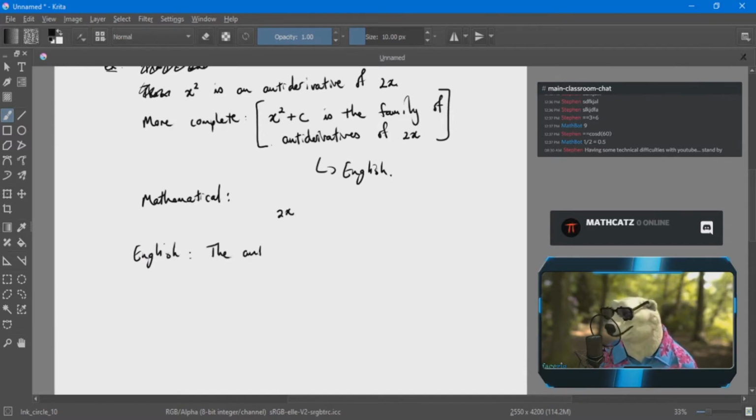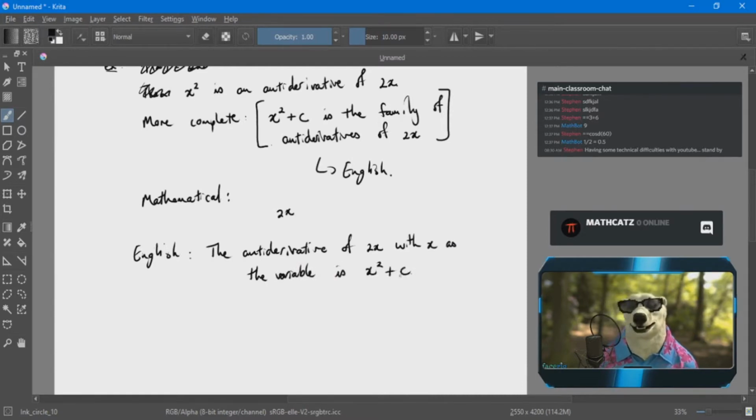The family, but I'll just say antiderivative of 2x, with obviously x as the variable, is x squared plus c. That's our sentence we were trying to translate. And I want to emphasize that this is simply a translation. We're not doing anything. So the squiggly portion of that sentence I will represent by a long stretched out S.